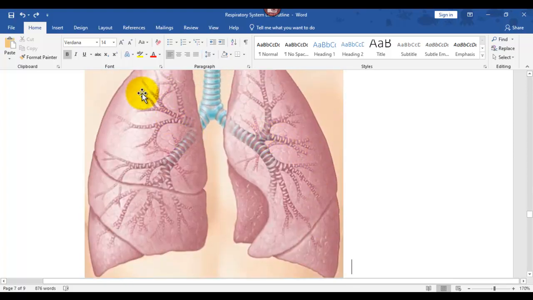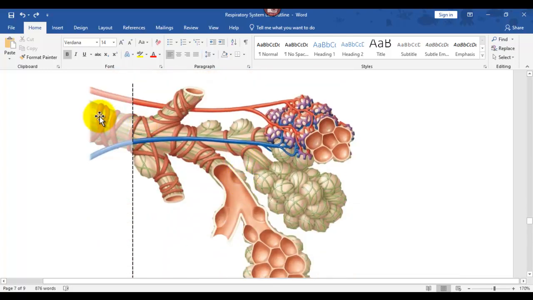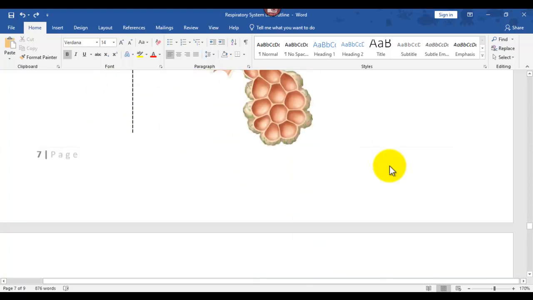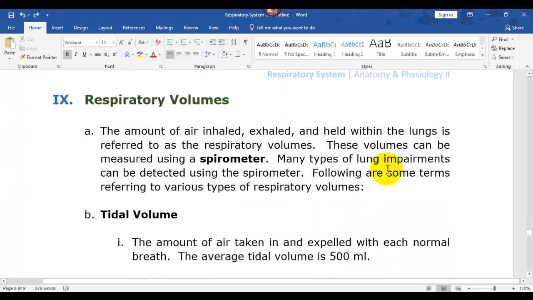You can even see the tertiary, and then see here's the terminal bronchial. These are respiratory bronchioles. They come off. This is the alveolar duct, and then these would be the individual alveoli. Respiratory volumes. So here's a nice introduction to what a PFT exam is.